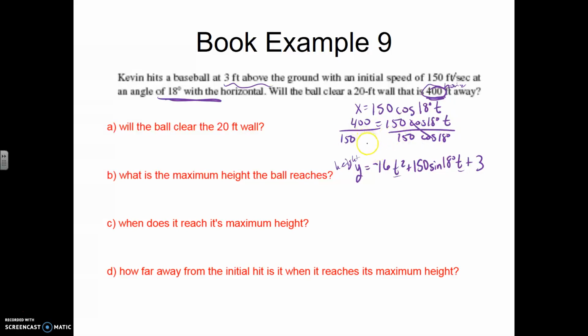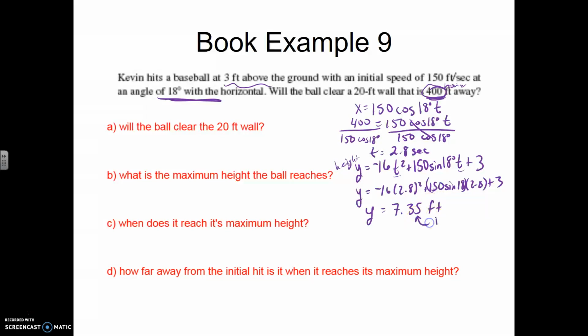400 divided by 150 cosine 18 degrees. I type that into my calculator. My calculator gives me 2.8, which means it takes 2.8 seconds to hit the wall. And then I would plug 2.8 in for my t. So the height at 2.8 seconds is negative 16 times 2.8 squared plus 150 sine 18 times 2.8. I'd probably put this in parentheses when I type it in, plus 3. I type it all into my calculator, and I get 7.35 feet. So that is the height of the ball.